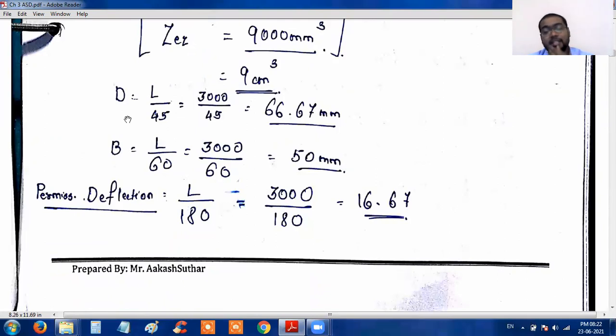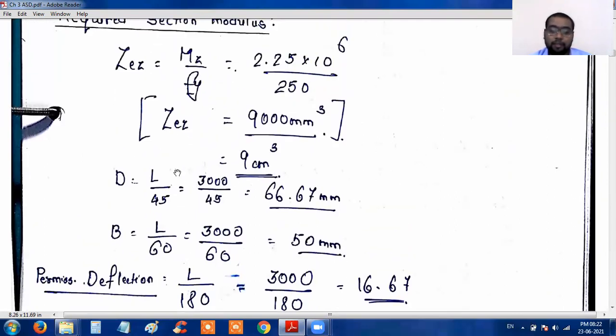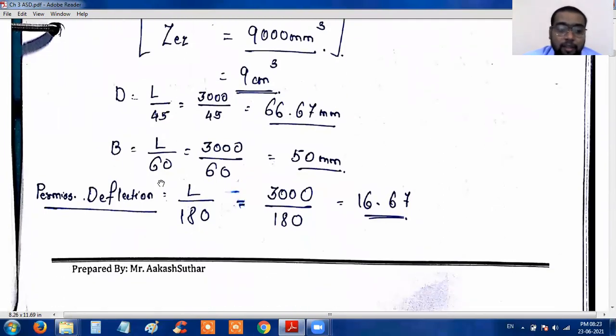Depth for the angle section, depth we will consider is L upon 45. L means span, that is 3 meter means 3000 mm, and 3000 upon 45 means depth is 66.67 mm, and B is width of the purlin. Width we consider the width as L upon 60 is equal to 3000 upon 60 is equal to 50 mm.